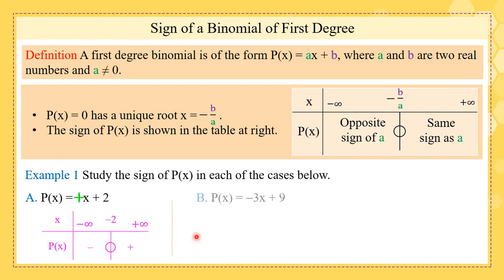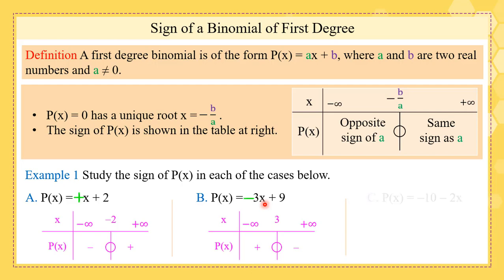Let's see another example. P of x is also a binomial of first degree. Find the root. If minus 3x plus 9 is 0, the root would be 3. That's it. And then again we look at the sign of a, and a in this case is negative 3. So we fill in the table by opposite, same. The sign of a is negative, so this is positive, this is negative.